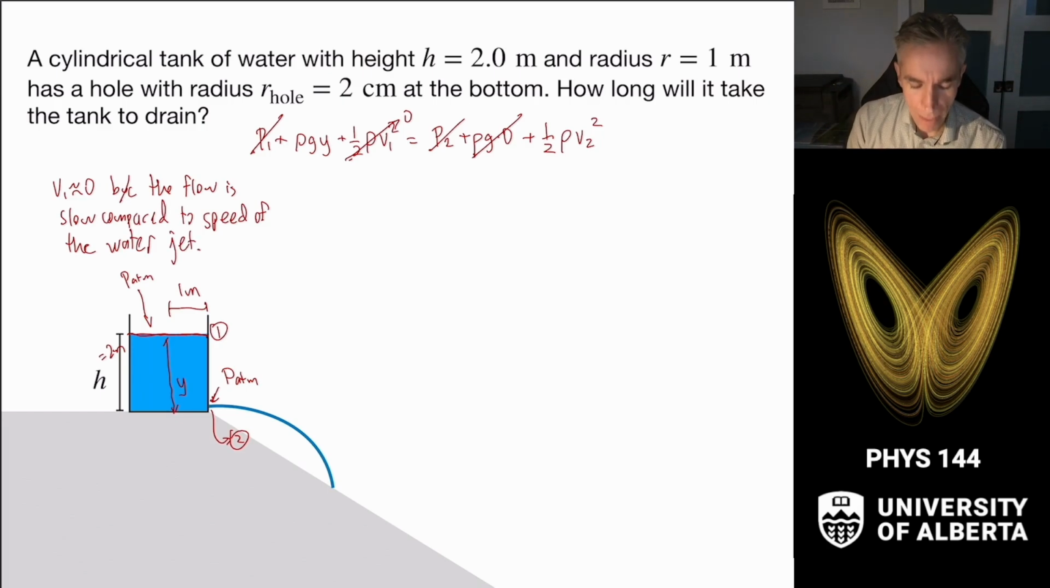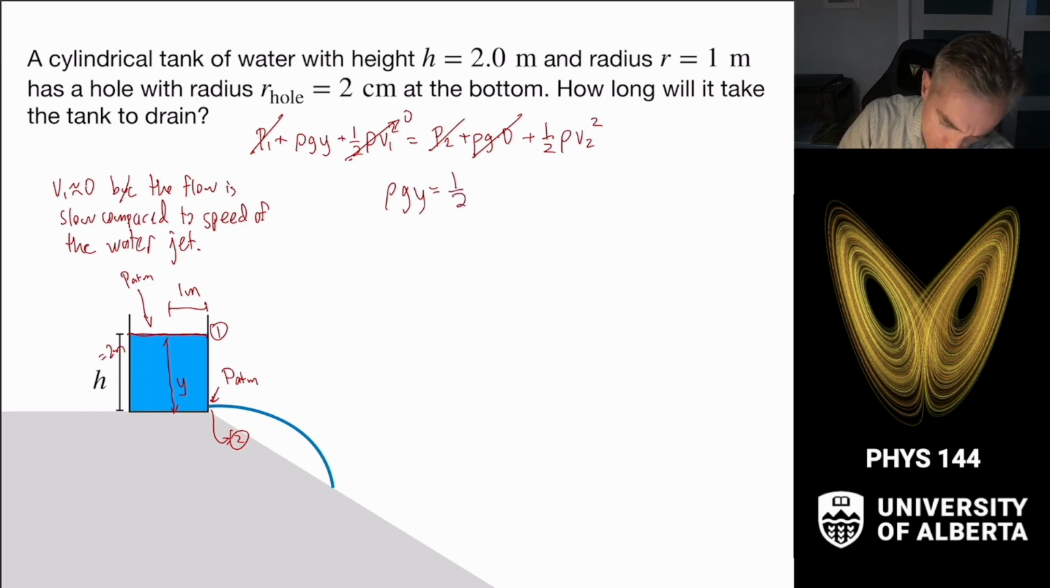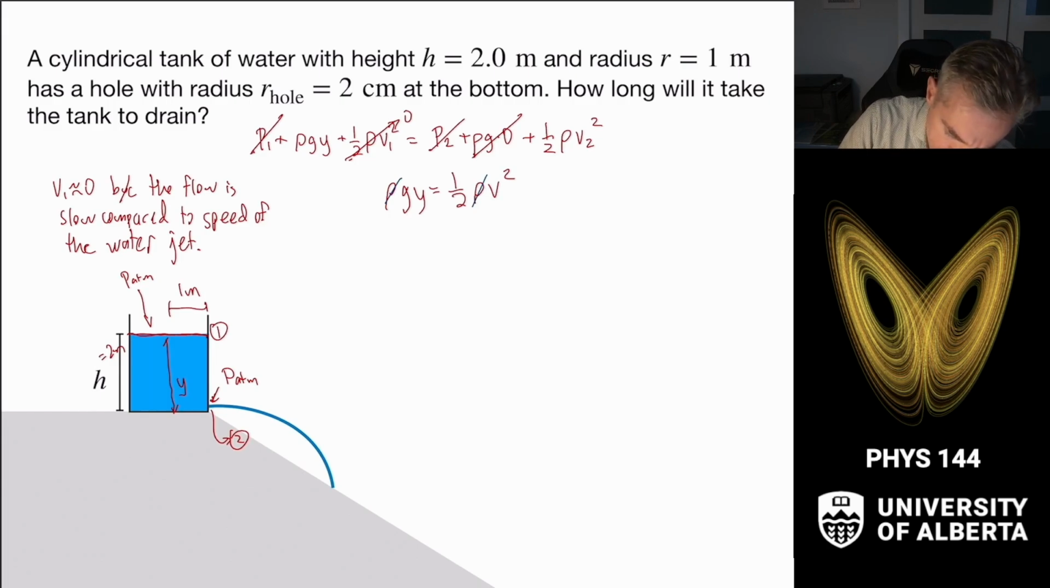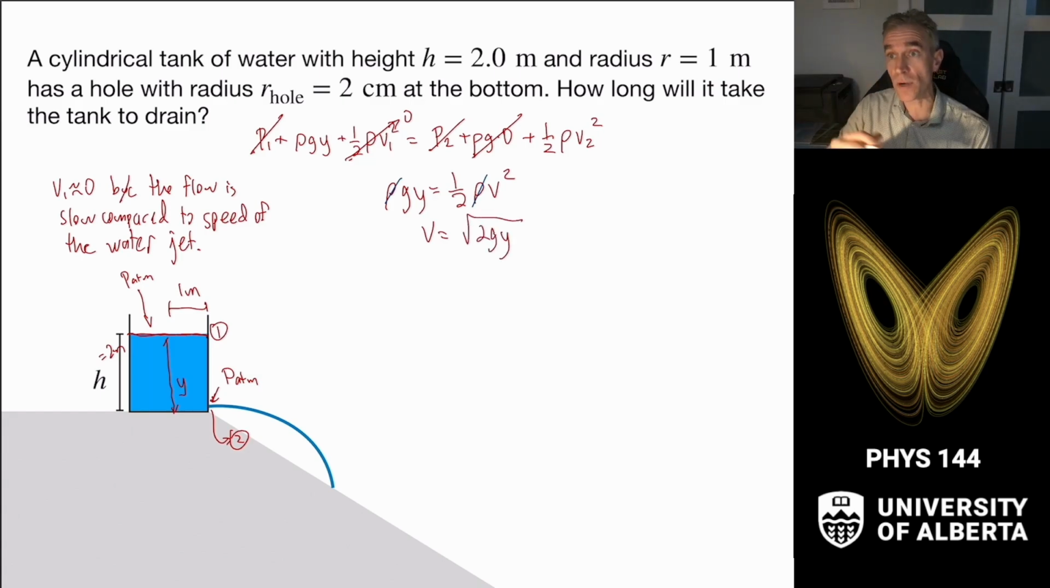Okay, so from here we have the things that we need. That gives me that rho g y is equal to 1/2 rho v squared, and then we can cancel out our rho's, and we get that the speed of the flow, v, is equal to root 2gy. So basically the pressure is squirting it out at a speed of root 2g times y. Okay, so that's how fast it exits through the hole.